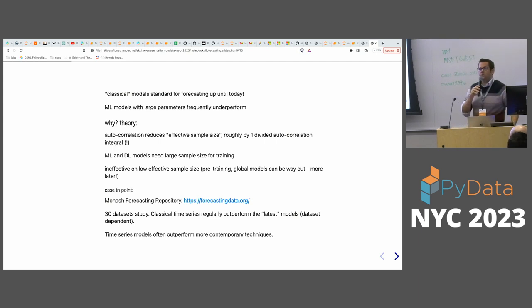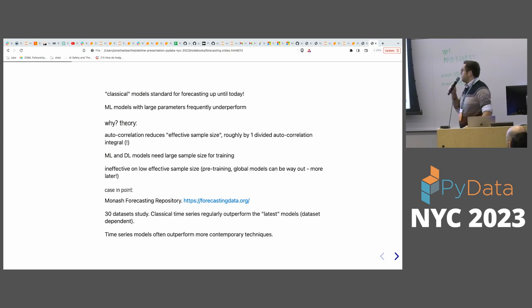And of course, your machine learning and deep learning models benefit from lots of training data, right? But the meaningful training data in your actual data set is going to go down the more autocorrelation you have. So therefore, it's hard to really reap the benefits of more contemporary machine learning methods if you're dealing with time series data. That's the underlying theory behind it.